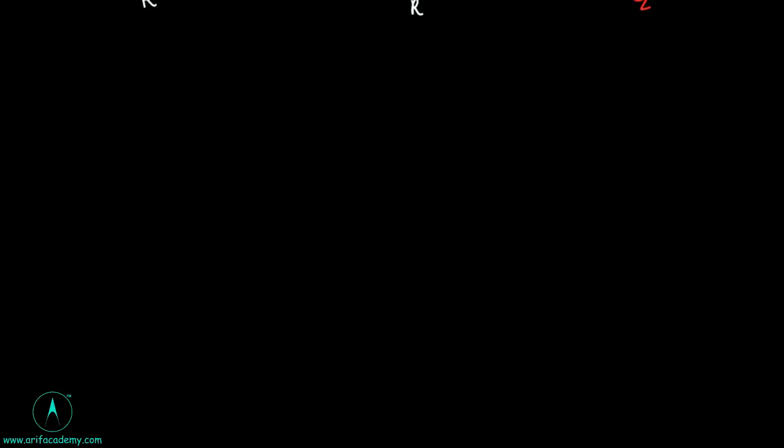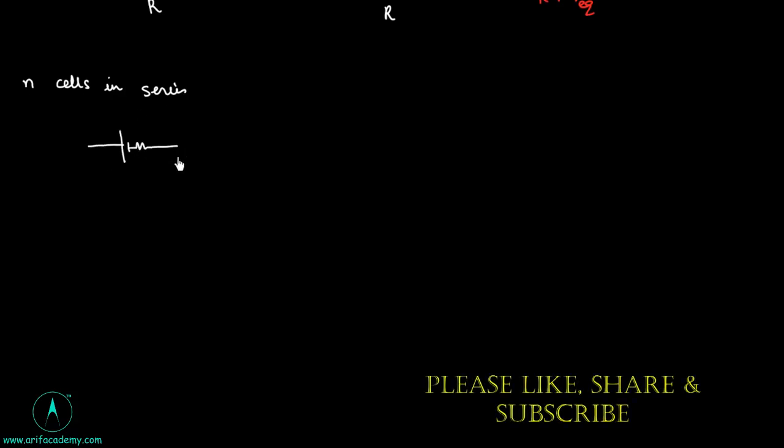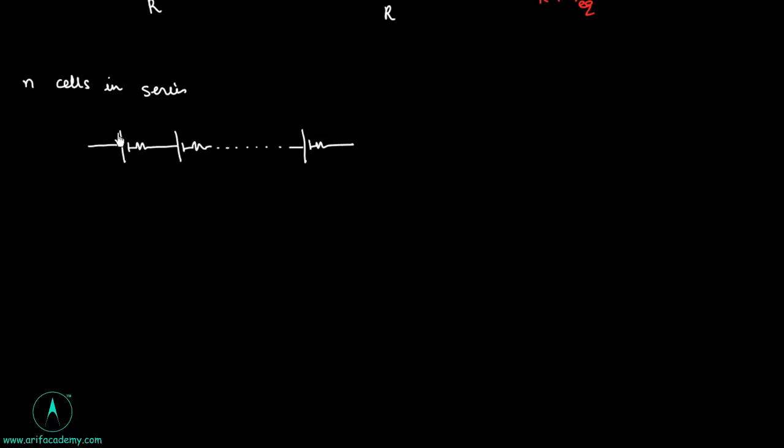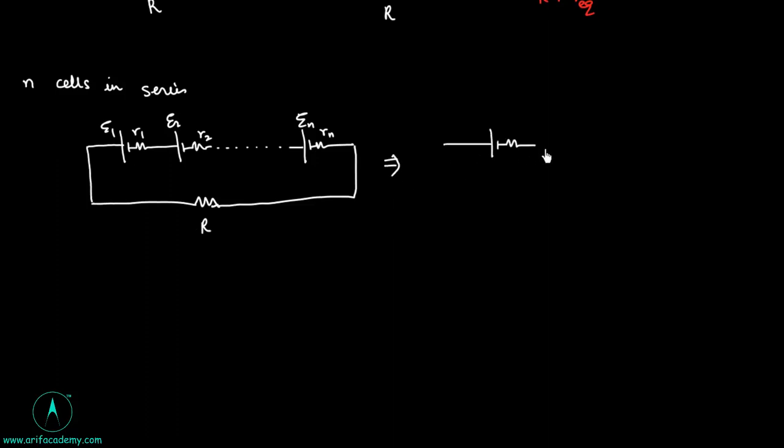Now I'm going to take a general case. Suppose I have n cells in series, E1 R1, E2 R2, En Rn, and connected with an external load capital R. So this can be replaced by an equivalent cell whose equivalent EMF is E equivalent and internal resistance is R equivalent.